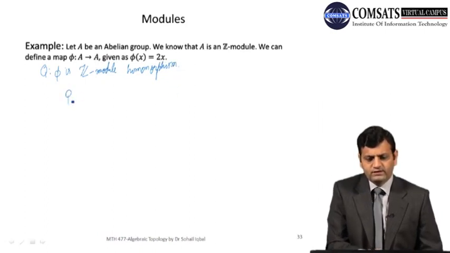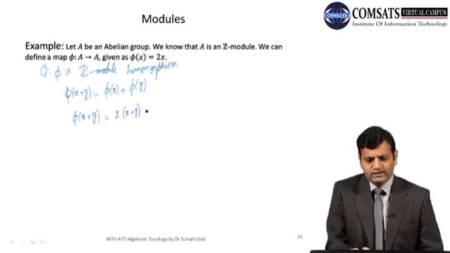In other words, we need to check that phi of x plus y is equal to phi of x plus phi of y. So let me show you the first condition, and I'll leave the second condition to you. So phi of (x plus y) is equal to 2 into (x plus y). So of course I can write it down as x plus y plus x plus y, because that's how we define 2 into x. So that's how we define the action.